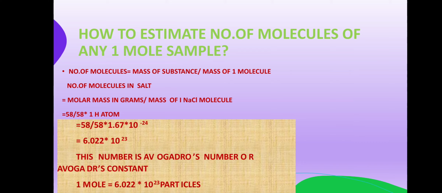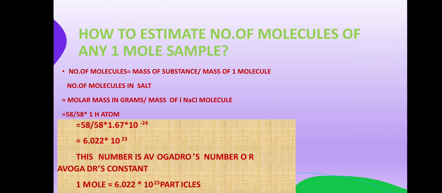Mass of substance divided by mass of one molecule. Number of molecules in salt is equal to, for example, we are taking salt. So, number of molecules in salt is equal to molar mass in grams divided by mass of one salt NaCl molecule. You know molecular mass in grams, right? Already we found it, that is 58 gram. 58.5 is there, for our purpose we just take 58. 58 divided by mass of 1 NaCl, that also 58.